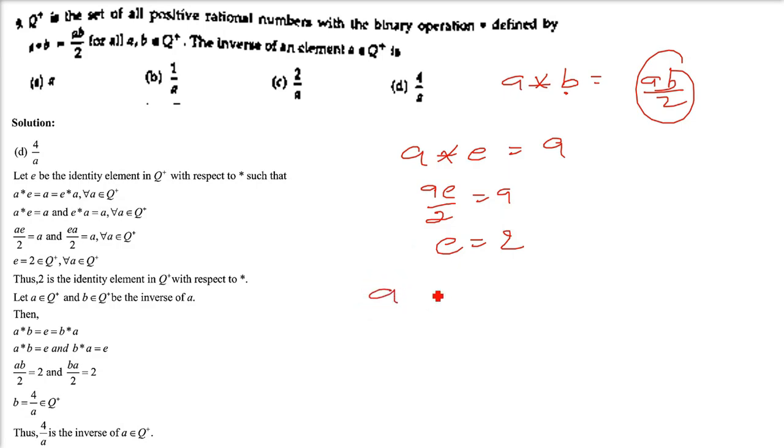Now, we have to find out the inverse of A. So, A operated with a certain value, which is the inverse, let us call it B, should give you the identity element, which is 2. So, AB by 2 is 2. B is basically the inverse of A. What will be B? It will be 4 by A. The answer is D.